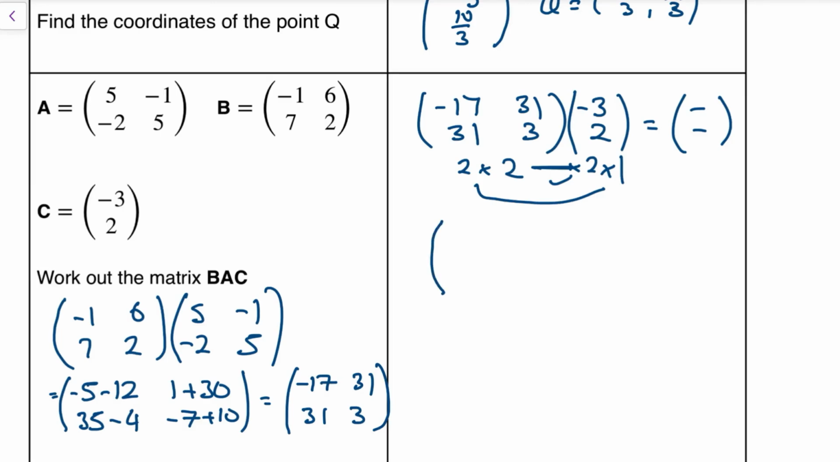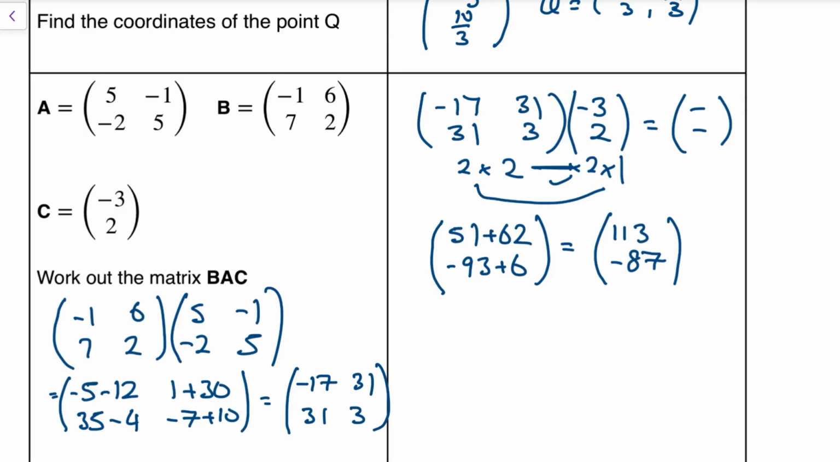So minus 17 times minus 3 is 51, plus 2 times 31, which is 62. 31 times minus 3 is minus 93, and 3 times 2 is 6. And so my final answer is going to be 51 plus 62 is going to give me 113. Minus 93 plus 6 is going to give me minus 87. And that's that done.